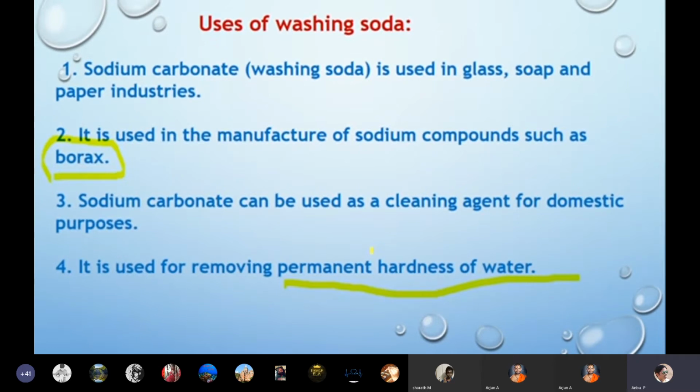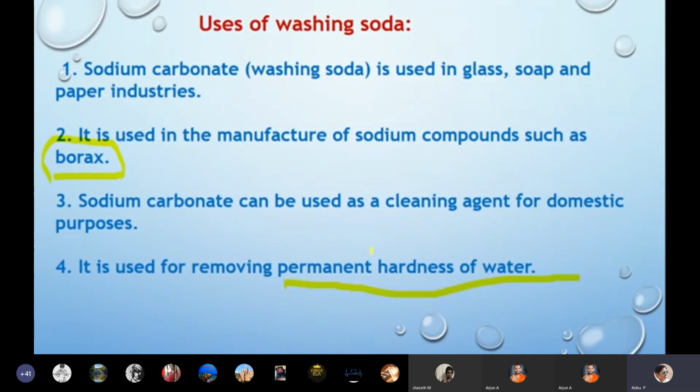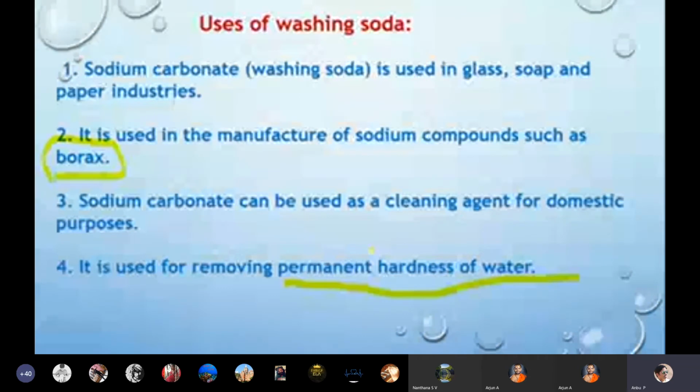Please understand it. When you add washing soda, it pulls down all the salt content present in the water, and it is deposited at the bottom of the groundwater. So the top water that is available will be the soft water. All the salt will be sedimented at the ground level. So that is how washing soda can be used to reduce the permanent hardness of water.